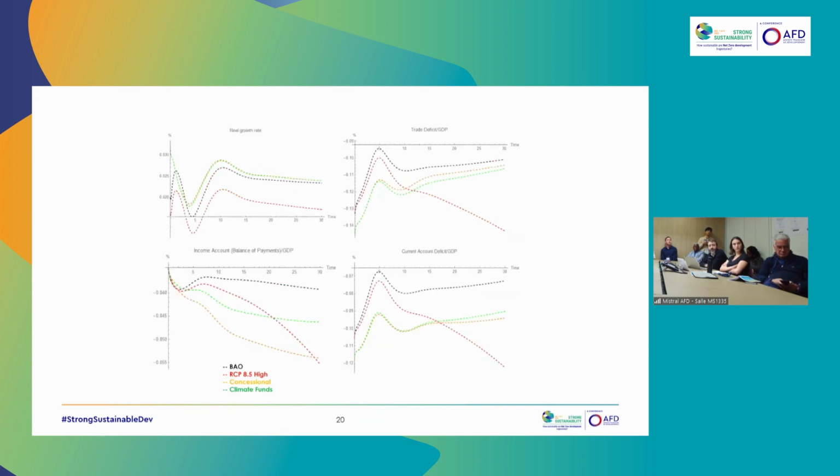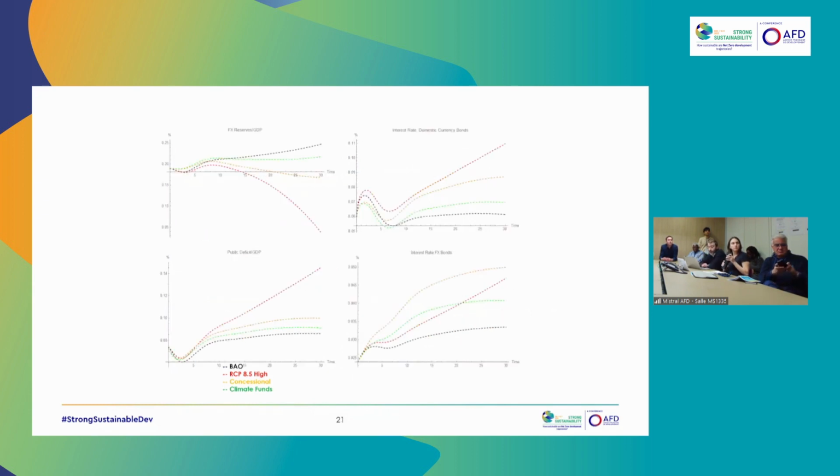Both policies lead to similar growth rates. But if you look at the trade, the current account deficit on the top and on the bottom right panel, you're going to see that the current account deficit is slightly better in the green scenario. The trade deficit is very, very similar in both scenarios, but the current account deficit is better in the long run if the adaptation policy is financed by climate funds. And the income account is much better, of course, because the government does not pay interest on the borrowing. So that makes the income account much, much better.